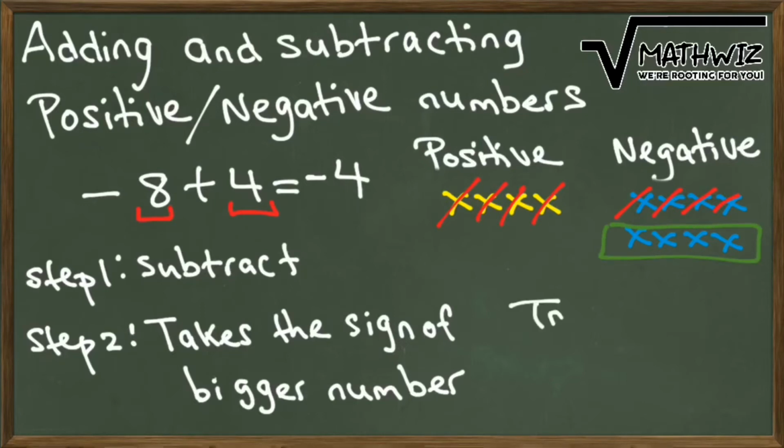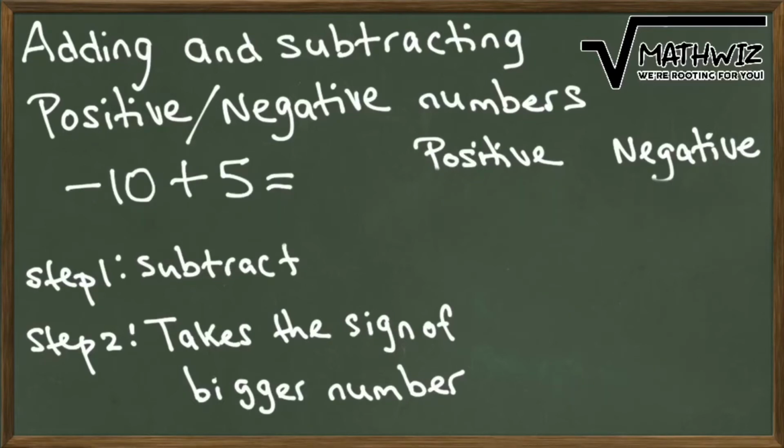All right, so you can go ahead and try one for yourself. What if you had minus 10 plus 5? What would your answer be? So go ahead, pause the video, try it on your own, and then you can press play for the solution. So in working this question, the first thing we want to do is to subtract. So we have 10 minus 5, which would give us 5.